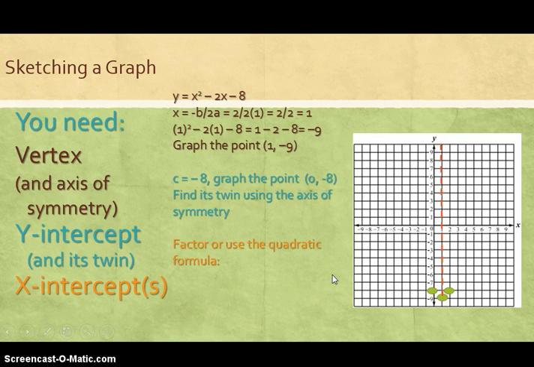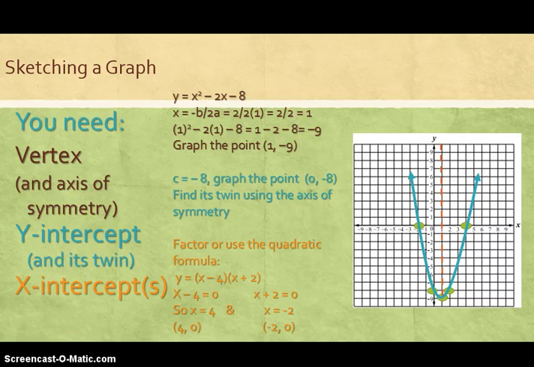Now, to find the x-intercepts, later we're going to factor or use the quadratic formula. This one factors into y equals x minus 4 and x plus 2. We set both of those equal to 0 and solve for x. So x equals 4 and x equals negative 2. So we plot these points, 4, 0 and negative 2, 0. And that gives us a parabola.